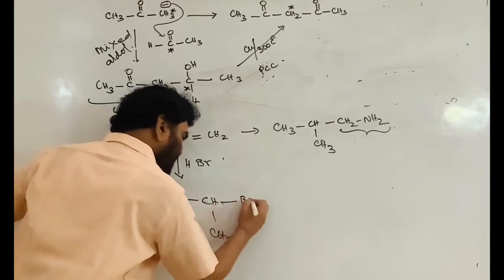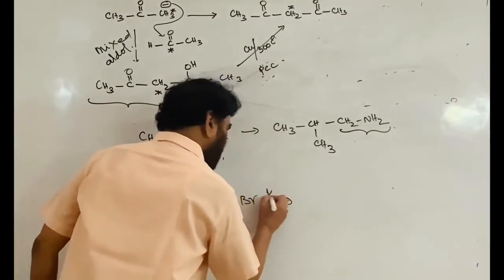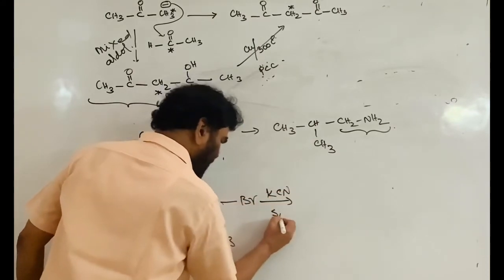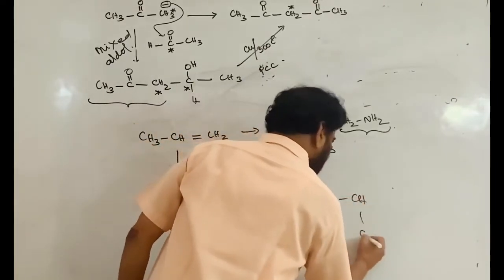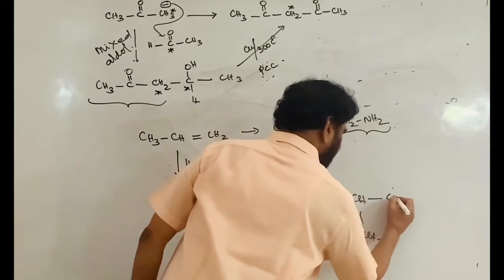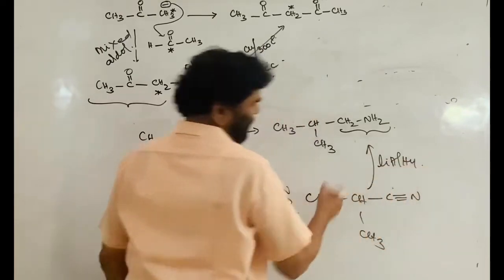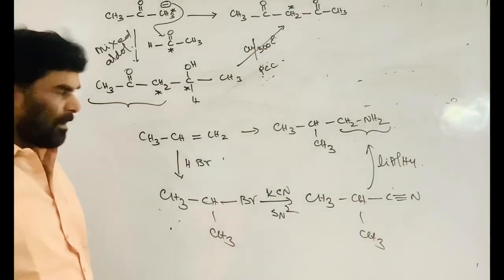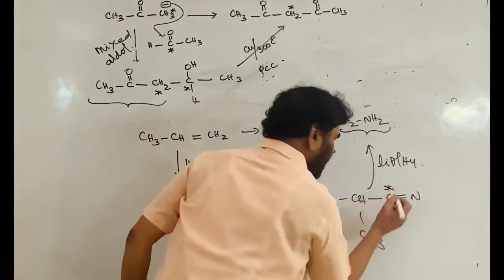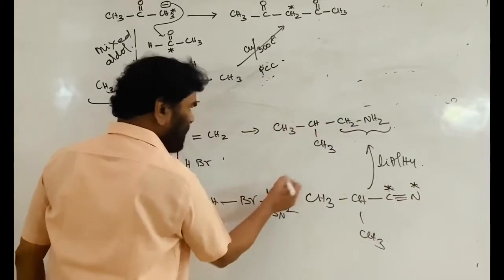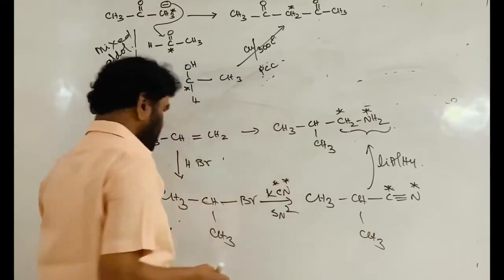For convenience, I am writing like this: 2-bromopropane is formed, a simple reaction. Not much explanation is needed. Potassium cyanide, SN2 reaction. The Br is replaced with the cyanide group. This, on reduction with lithium aluminum hydride or hydrogen over nickel or sodium in ethyl alcohol, when we have long reduction, is converted to this. This is your cyanide carbon, this is the cyanide nitrogen. This is the carbon, this is nitrogen star. Simple conversion.